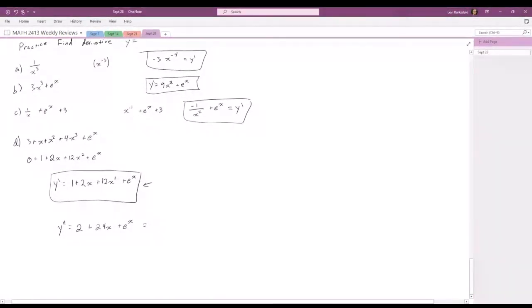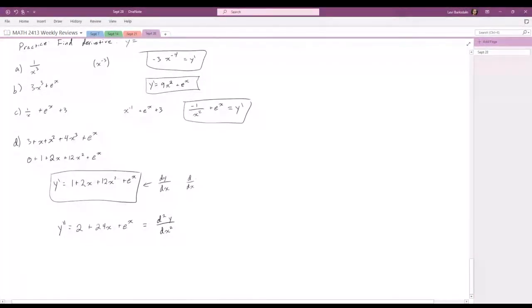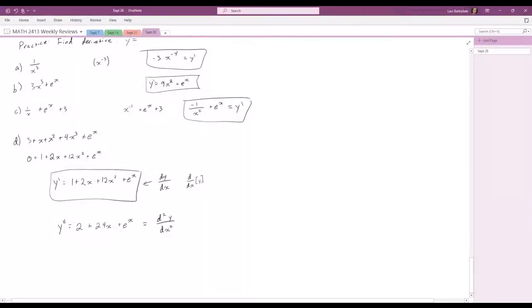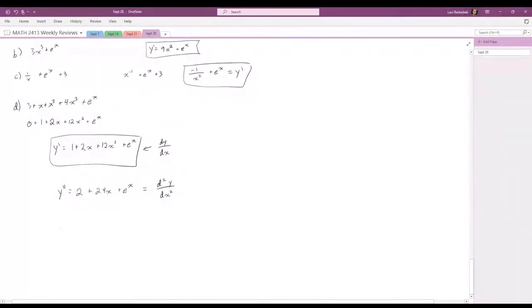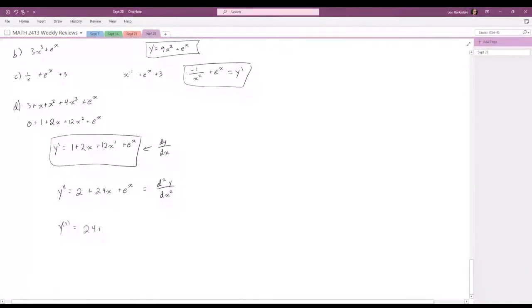And another way we could denote this is d squared y over dx squared, if we denote our first one by dy dx. And this is like saying the derivative of y with respect to x, but that's just another way we can write our derivatives. For higher powers, we usually don't like to do it like this, because then you have to count. So we'll put a little number in parentheses like this. And this would mean the third derivative. So that would be the derivative of our second derivative. So 24 plus e to the x.